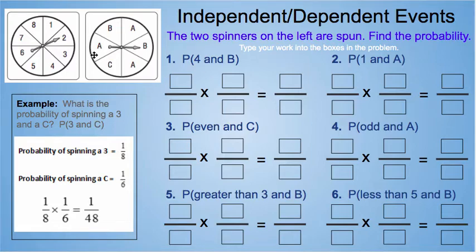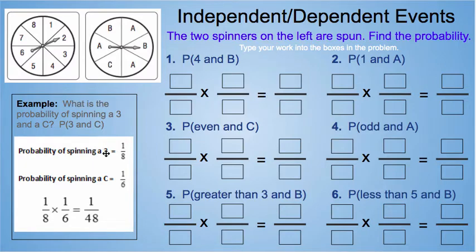So for this one, we're going to use these two spinners. We have a spinner that's numbered 1 through 8, and then one that is lettered with A's, B's, and C's. But you'll notice that there are different amounts of each of them. The example I already have done for you is, what is the probability of spinning a 3 on one spinner and a C on the other one? The idea is, look at the probability of each of those two separate things and then multiply them together.